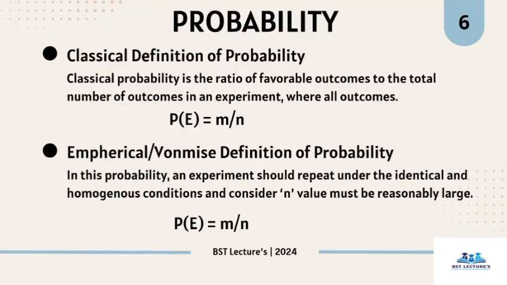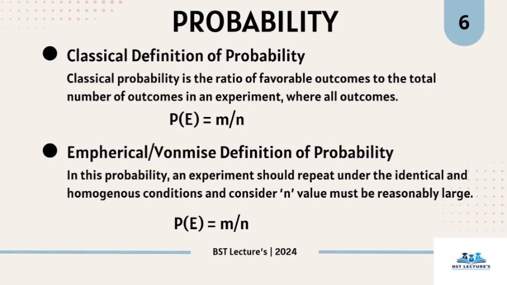And finally, there are three types of definitions of probability. First one is the classical definition of probability. The classical definition says that the total number of outcomes is denoted by n and the favorable outcomes are denoted by m. Here the probability is defined as the number of favorable outcomes divided by the total number of outcomes.